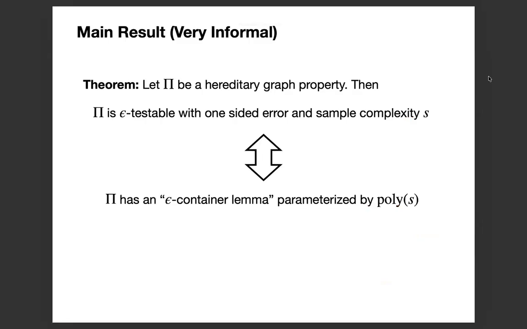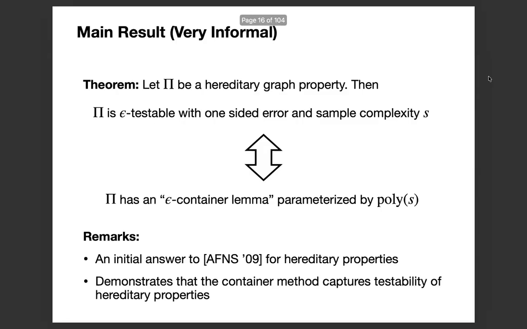Very informally, I'll come back to a formal statement later, but I want to give you a roadmap of where we're going. Our main result is that for any hereditary graph property pi, it is epsilon testable with one-sided error and sample complexity S if and only if it has something that we're going to call an epsilon container lemma, which is parameterized by this S. It's going to take some time to define what this actually means, but at a very high level, what does this mean?